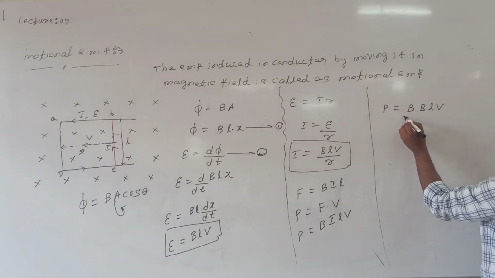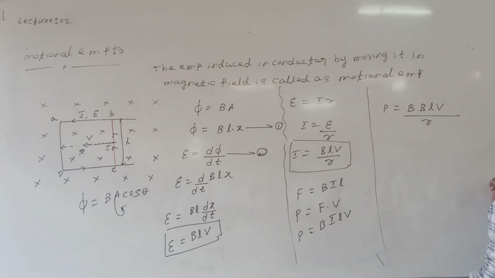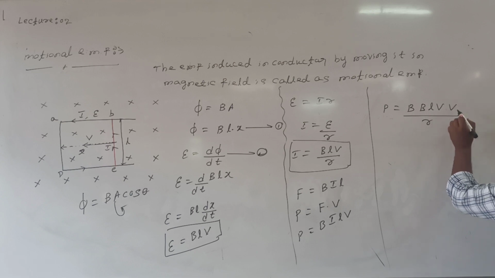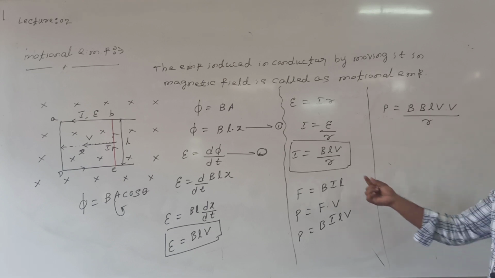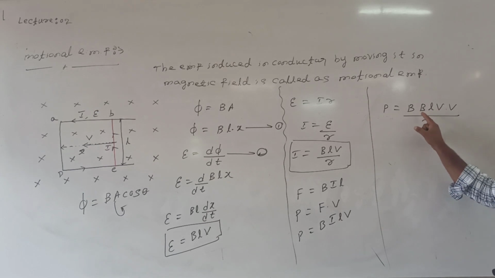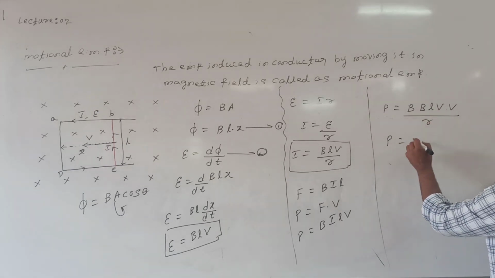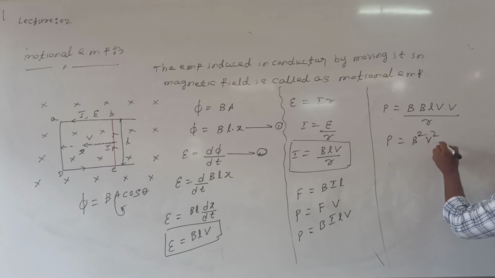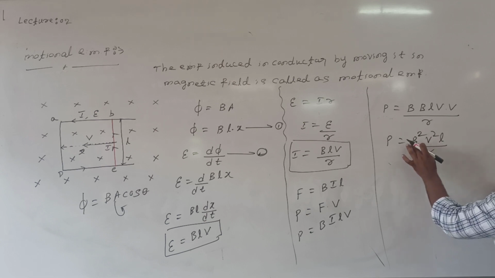BLV whole divided by what value? R. Into how much? Into that is V. Right or wrong? Because BLV I am taking BLV. Then what about this power? Power is equal to what value? V square. So V square into L whole divided by R.